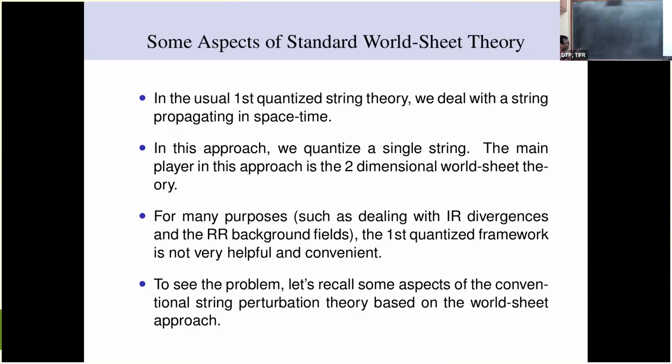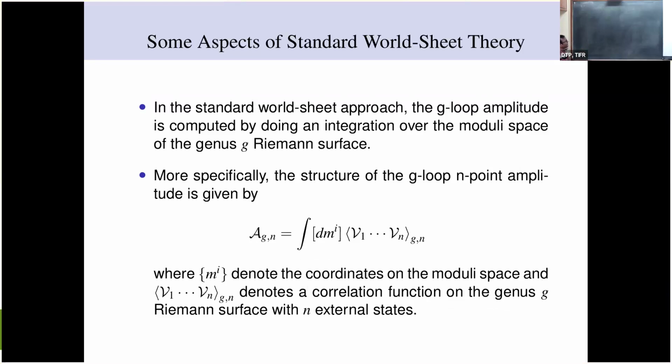To see these problems in a little more detail, let's recall some aspects of conventional string perturbation theory, which is based on the worldsheet approach. This is the Polchinski-level string theory. In the standard worldsheet approach, the g-loop amplitude is computed by integrating over the moduli space of genus g Riemann surfaces.